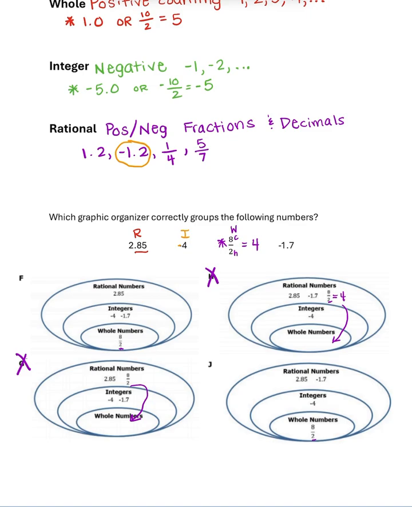Okay, and then the next one, again, they try to trick us. Some people think this is a negative, so it's an integer, but that decimal wins. So decimals automatically mean rational. So that has to go here. So again, they're trying to trick us because the negative thinks integer, but that decimal really means it should be rational. So this one has negative 1.7 in the correct place. So J is our answer there.